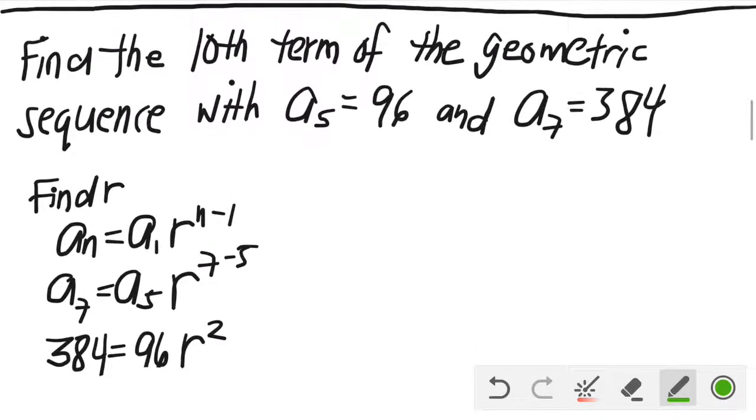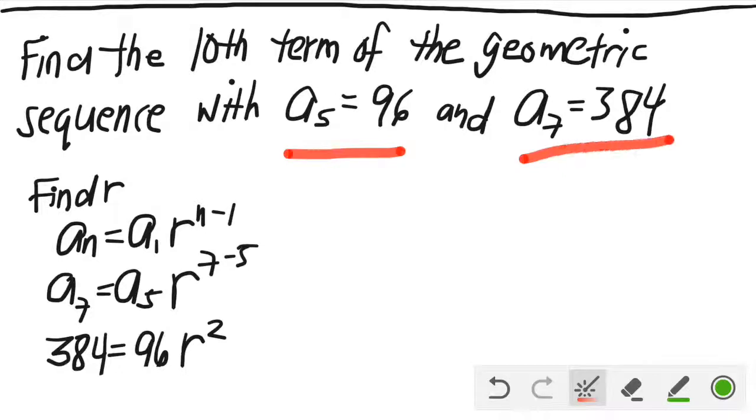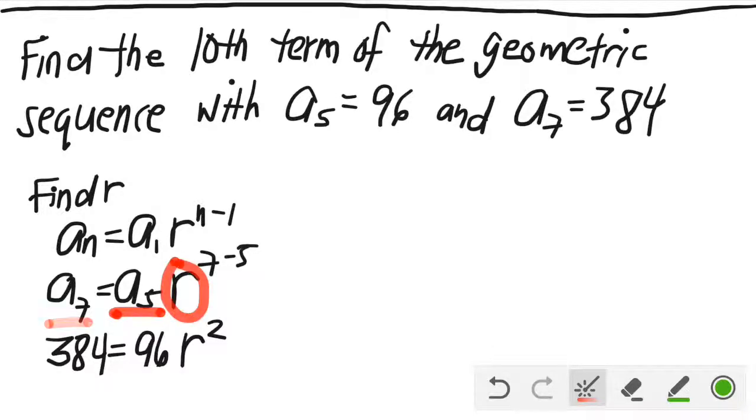Continuing on, we are going to find the 10th term of a geometric sequence with only the given information, the 5th term and the 7th term. Similarly, you want to start by finding the common ratio. I have already started to add the information we need. We are going to use the 7th term and the 5th term to find our ratio.